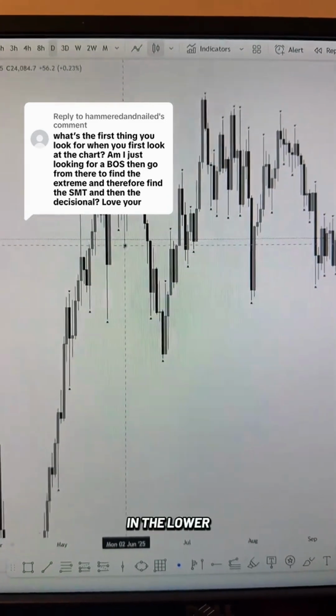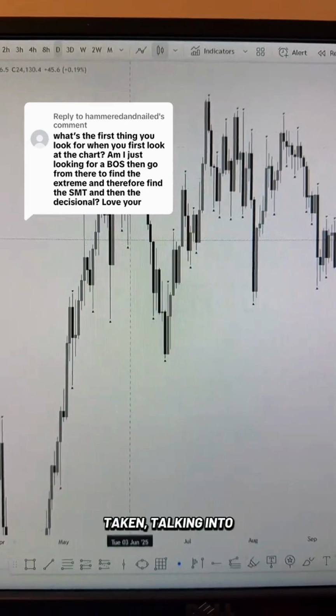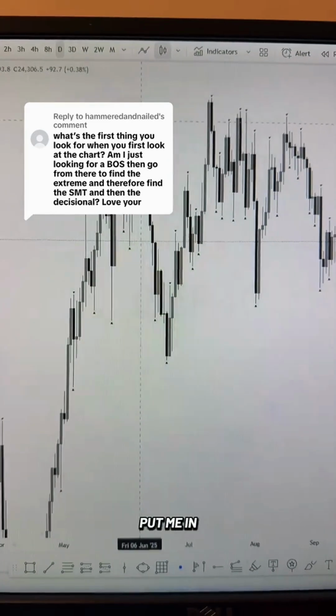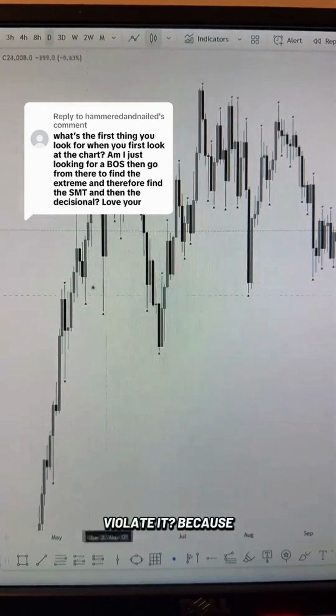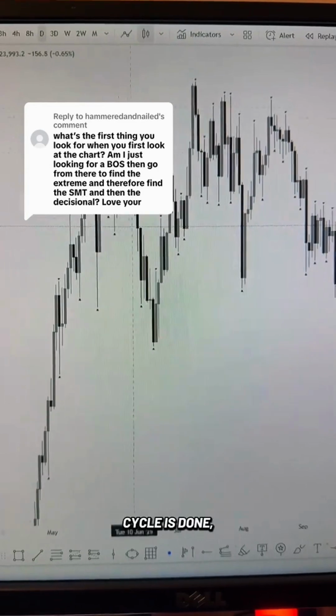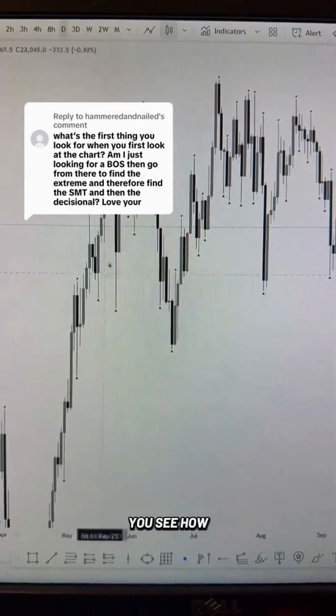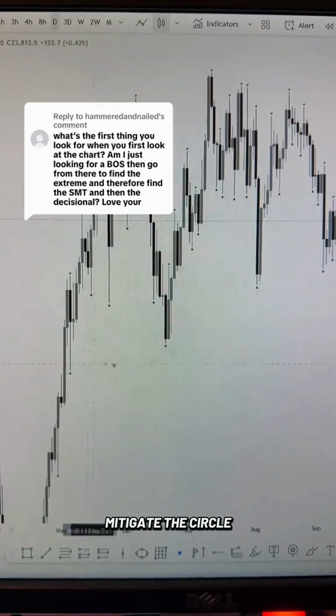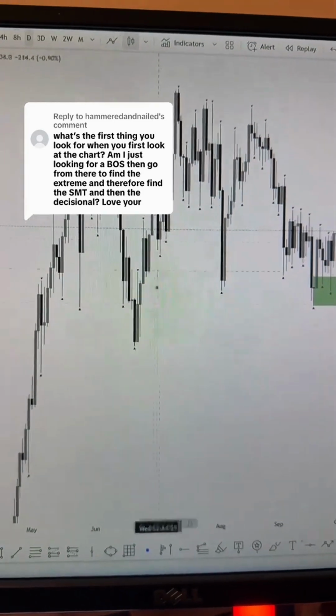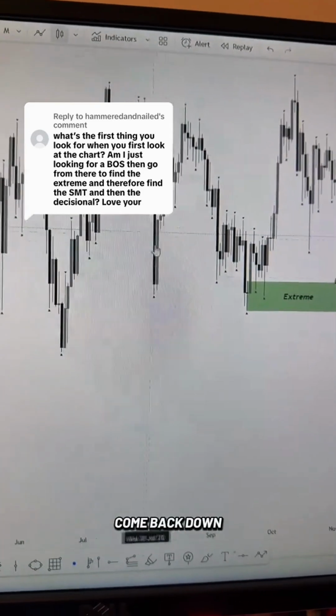What do we do after? A lot of people on a lower time frame will think, oh, we have liquidity taken, tapping into a demand, made a new main push. Why did price violate it? Because look, cycle is done, right? And then what led to this one? It was this demand zone here. You see how we came down, mitigated the cycle again, and then did a new main push. So now this is a new main push, and then we come back down again.